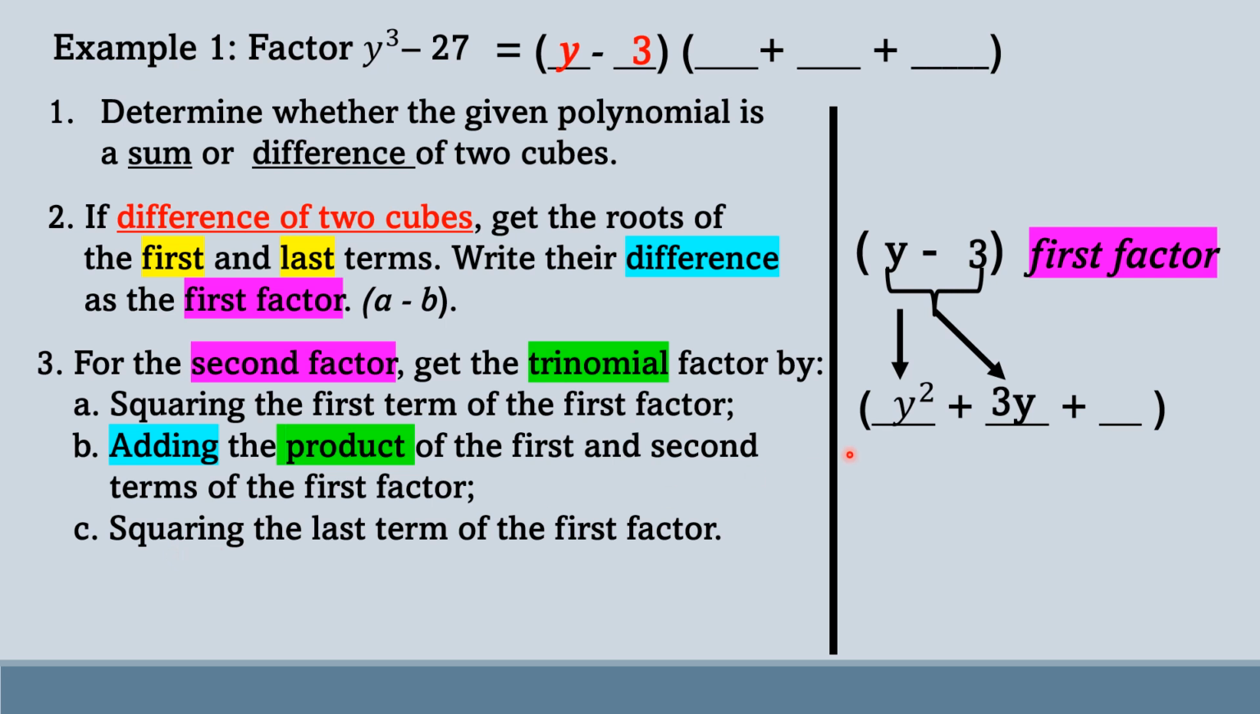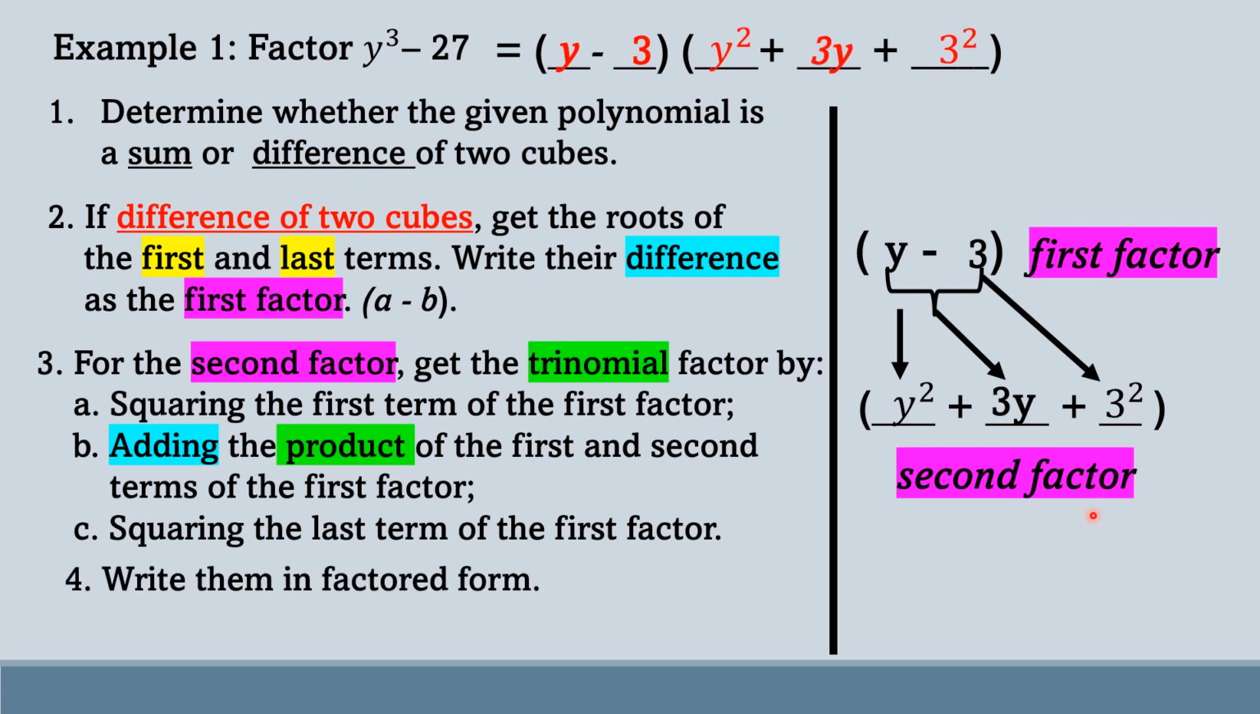Then for the last term, in order to get the last term of the second factor, we are going to square the last term of the first factor. The last term of our first factor is 3. Therefore, we're going to square that, and that is 3 squared. So this is our second factor.